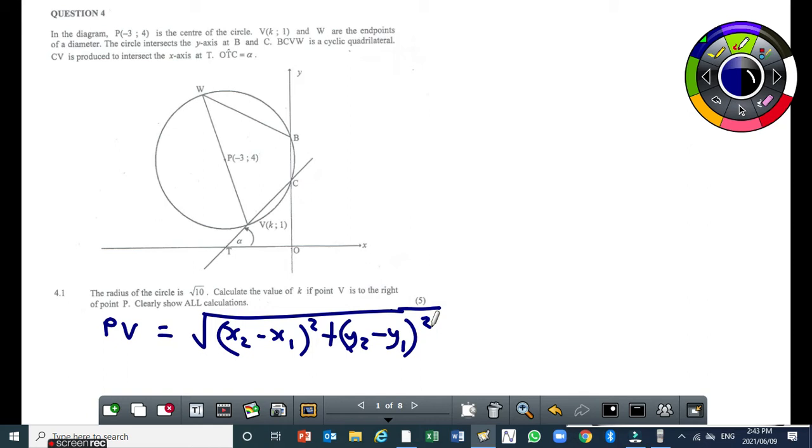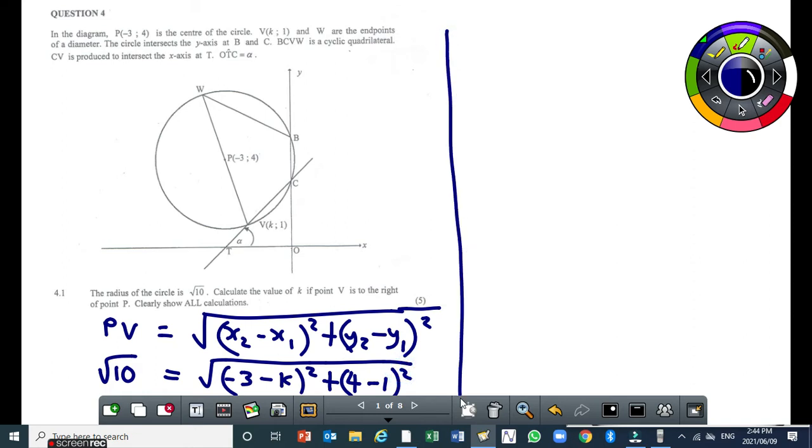Then, where does PB be here? PB is a radius, so it's the square root of 10. Square root of 10. Right? Then, inside there, I'll put my square root. It will be x2. Now, it's your choice to decide which one is x2, which one is x1. So I'll consider the coordinate of P as my x2 and my y2. So this would be minus 3 minus k squared plus my y2 is going to be 4 minus 1 squared.